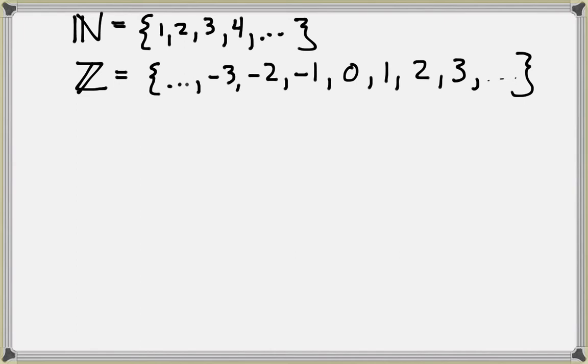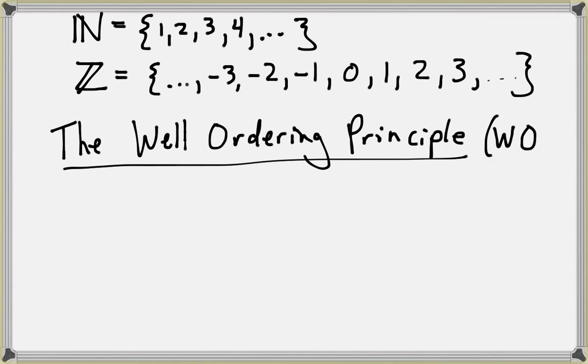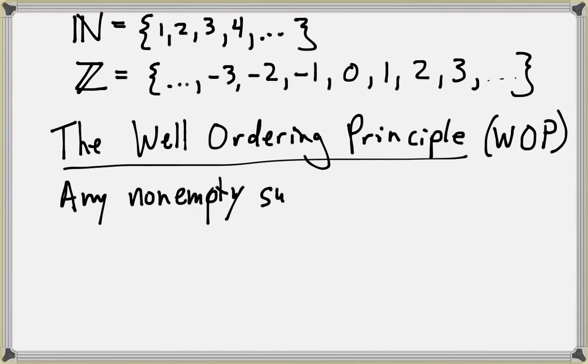Well, the first tool we will discuss is an axiom on the integers, and therefore we'll assume that it's true without proof: the well-ordering principle. For abbreviation, I'll use WOP for the well-ordering principle in the future. The well-ordering principle says that any non-empty subset of the natural numbers contains a smallest element.